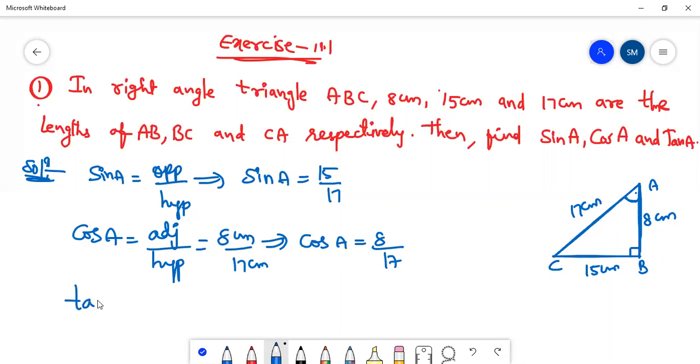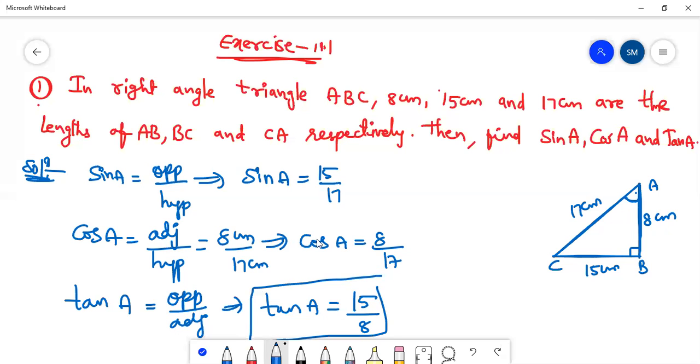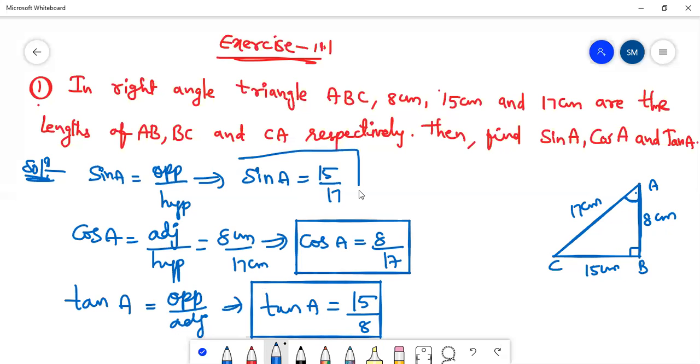Next, the third one is tan A equal to opposite side by adjacent side. From this we can write tan A equal to opposite is 15, adjacent is 8. These are the trigonometric functions they have asked. Okay.